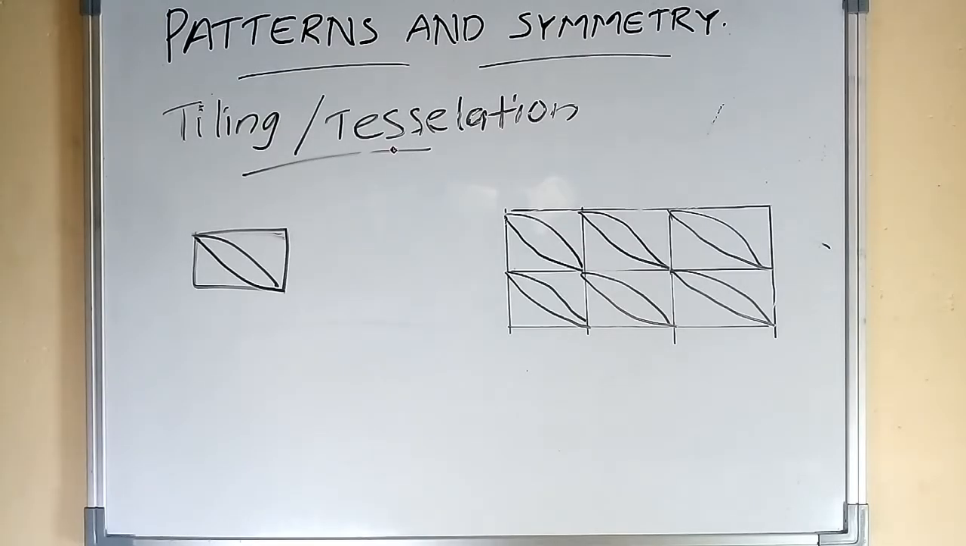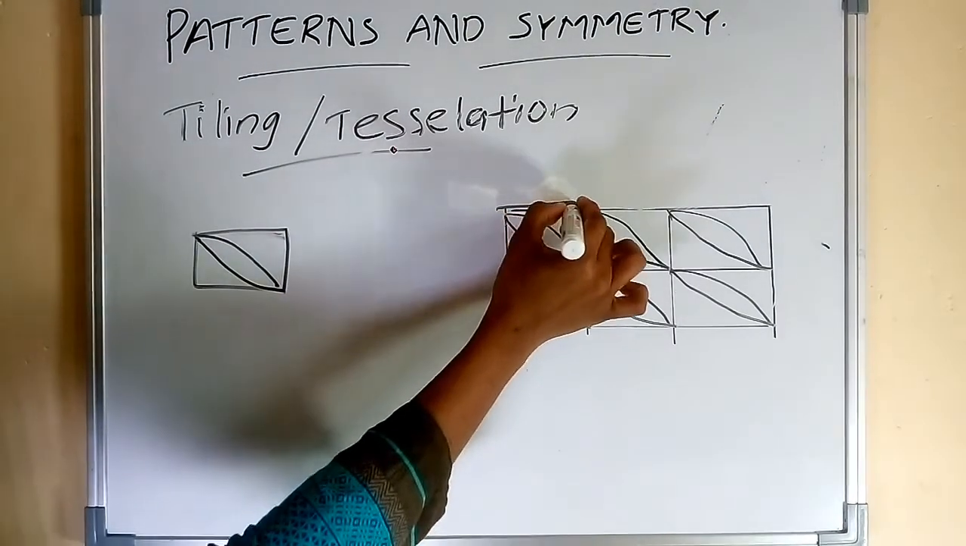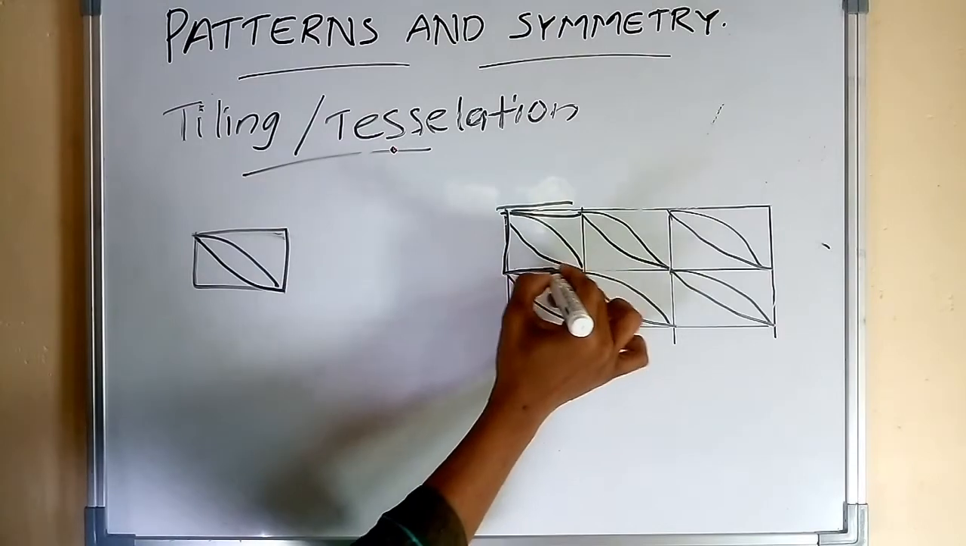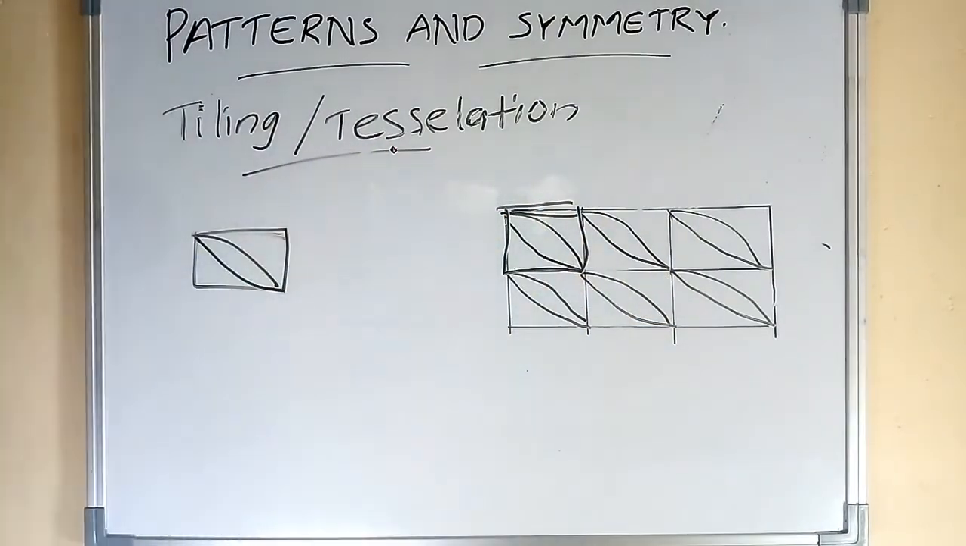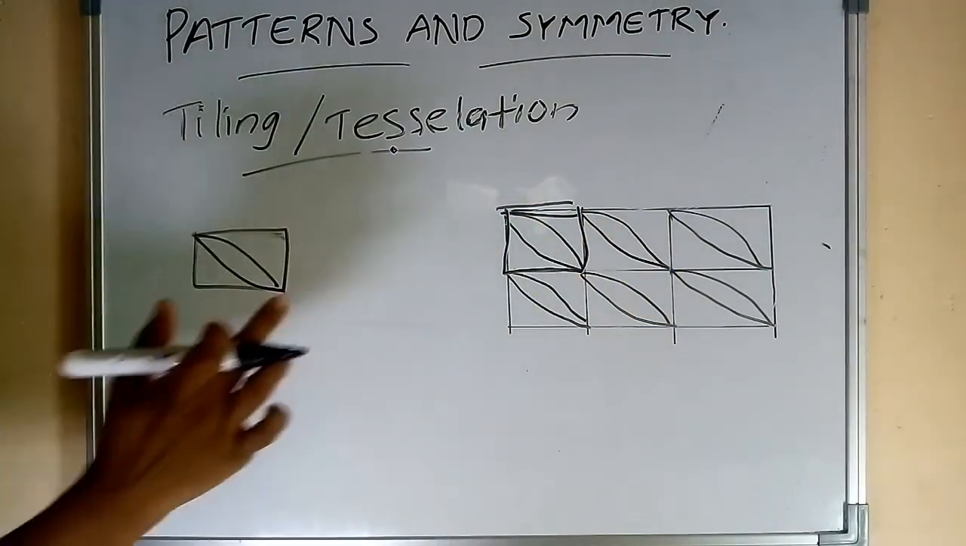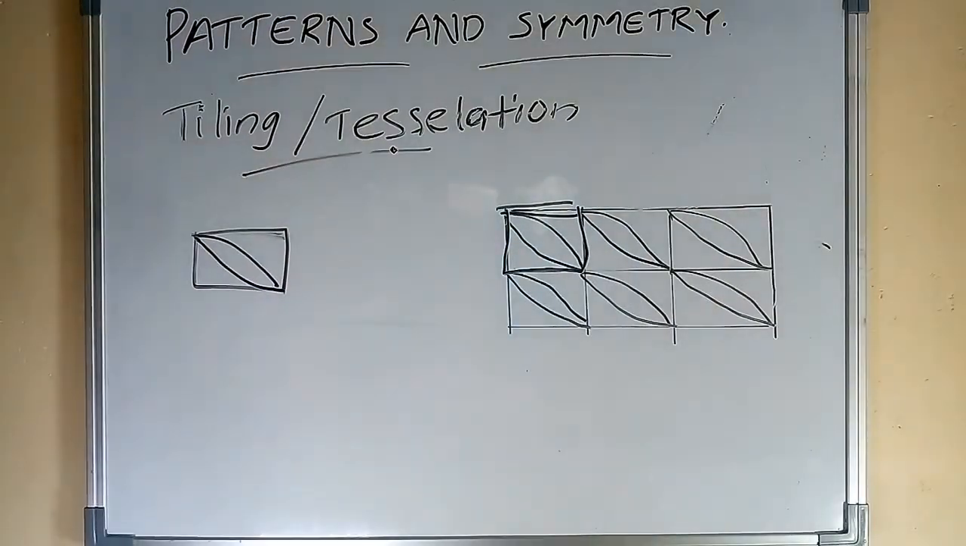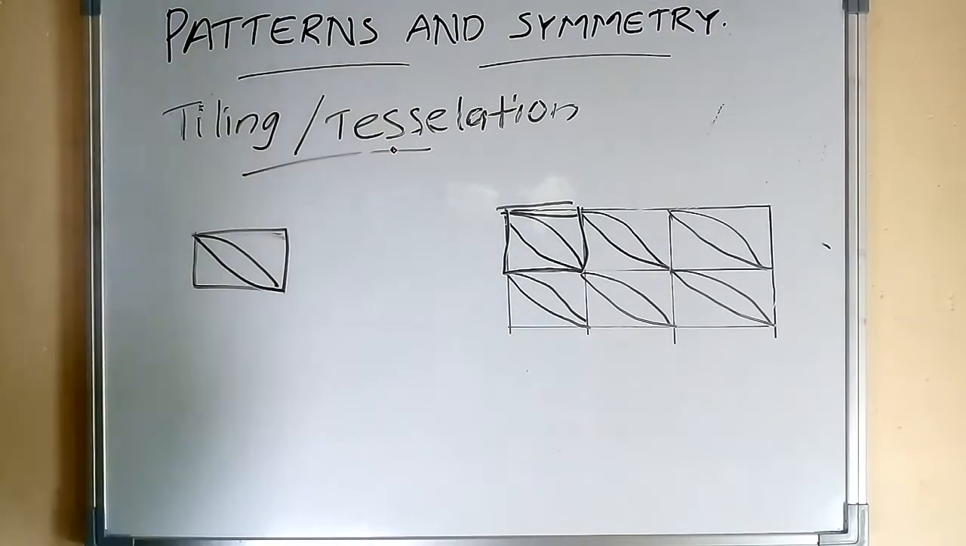Next topic is tiling or tessellation. This is a single pattern. This pattern is repeated over the entire region. The single pattern is placed next to another, leaving no space in between. This pattern is continued on all sides. Such a pattern is known as tiling.